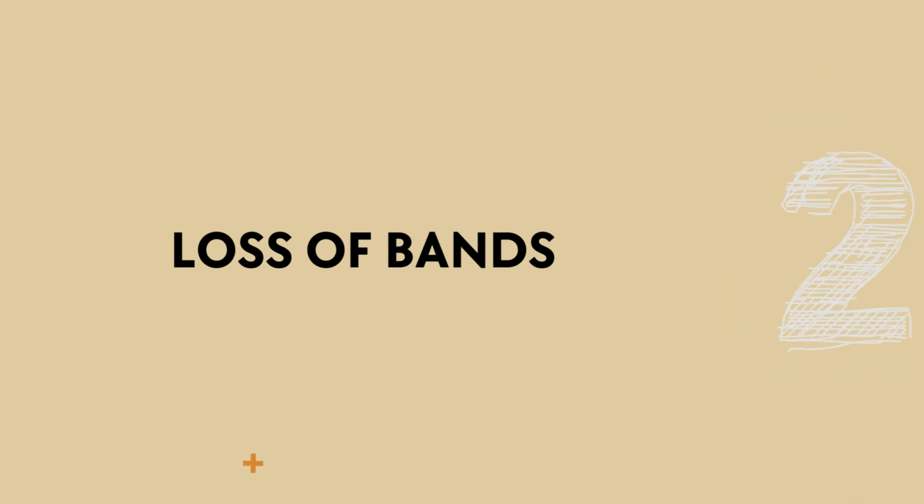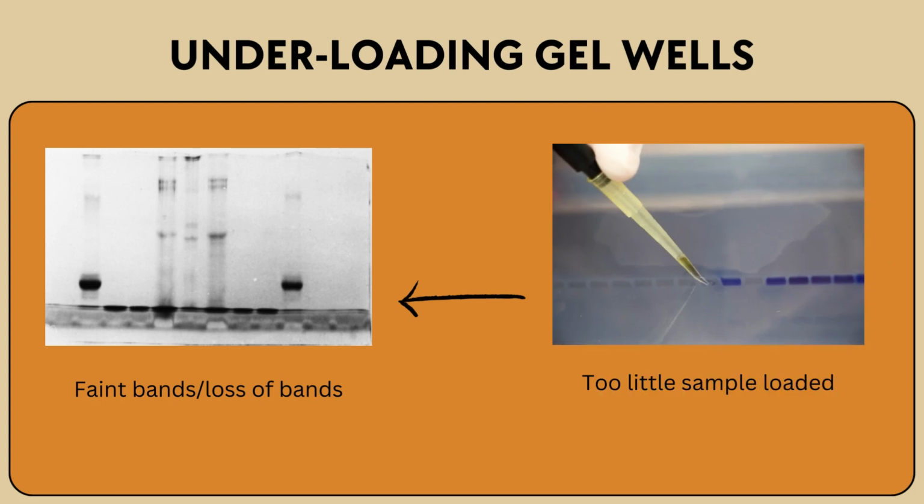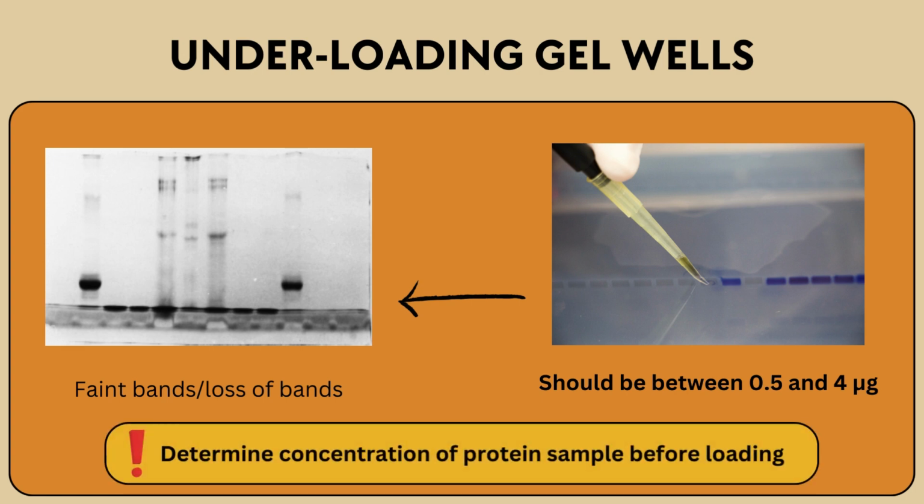Another major error that can occur while conducting PAGE is the loss of bands. A potential cause is underloading the gel wells. Again, the typical range of loaded protein should be anywhere between 0.5 and 4 micrograms depending on the gel size. To troubleshoot this, it is important to first determine the concentration of the protein sample before loading. This will allow you to adjust the concentration to an appropriate amount within the recommended range for the PAGE procedure.